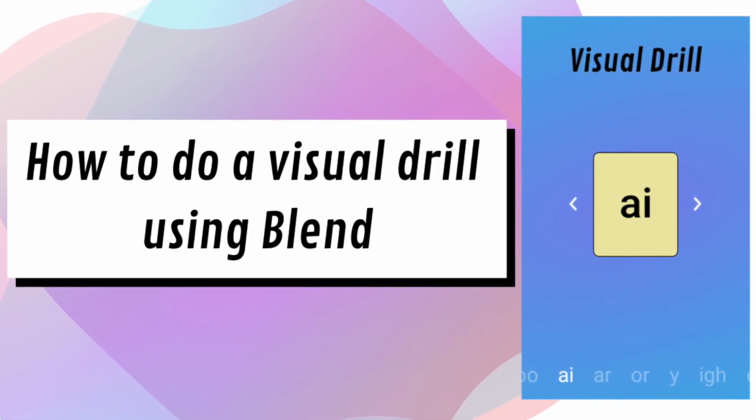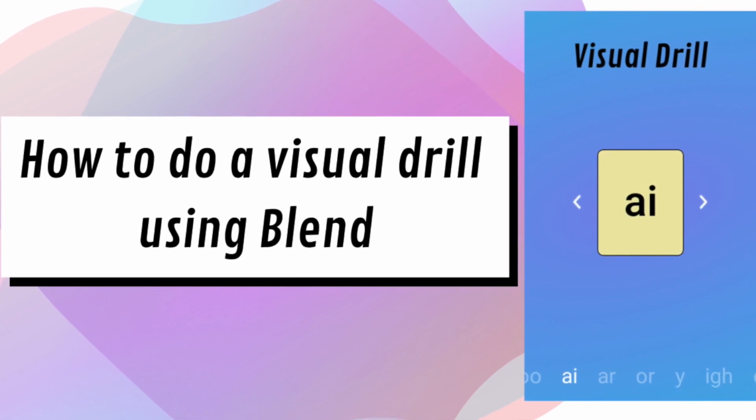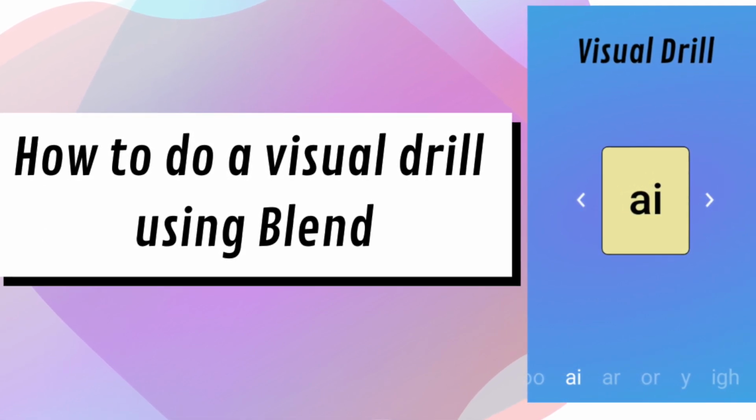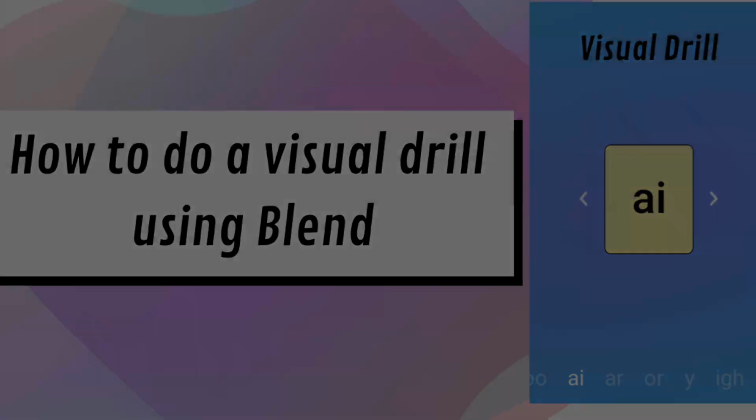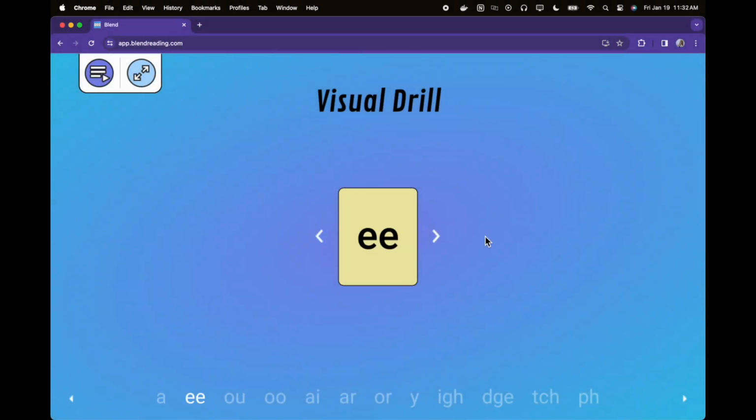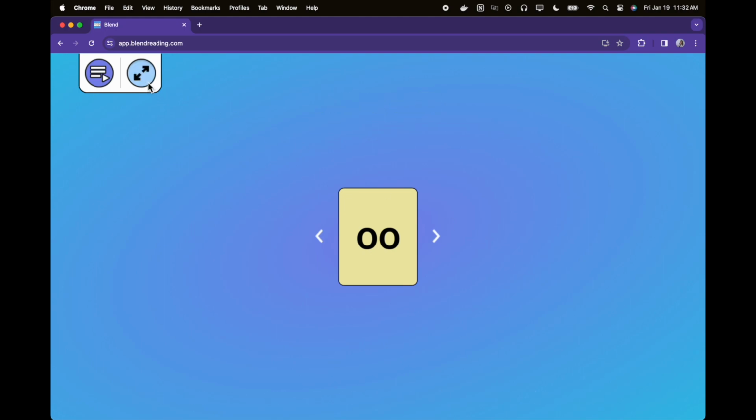Today I'm going to show you how to do a visual drill using Blend. Many phonics lessons begin with a visual drill, in which a teacher shows cards with the individual sounds on them to review the sounds that the students have learned. We go through the cards together one at a time and say the sound they see. In this tutorial, I'm going to show you 3 ways of doing a visual drill using Blend.